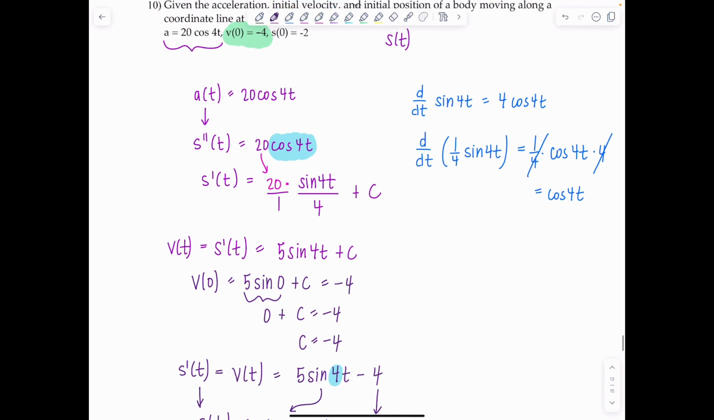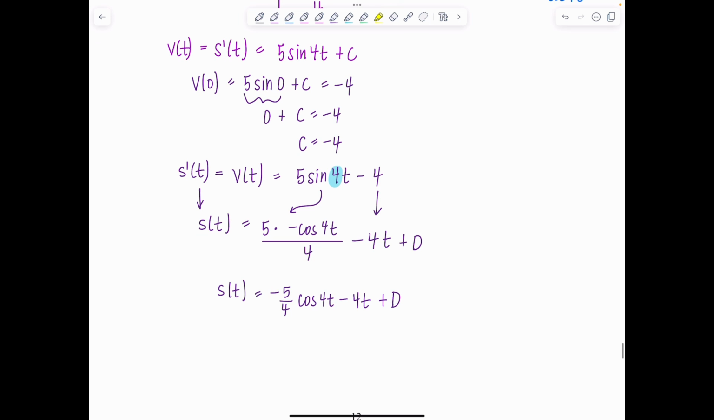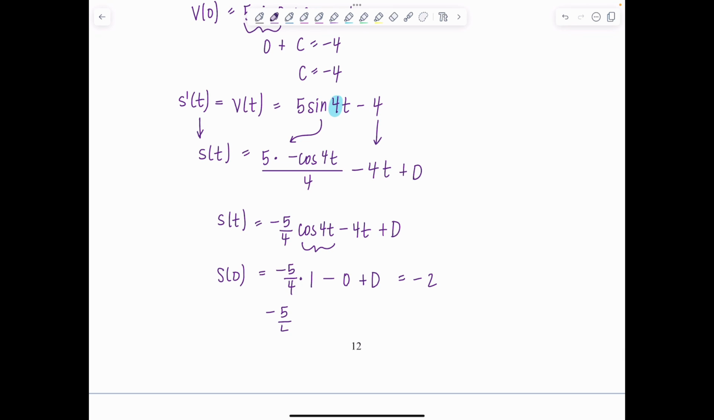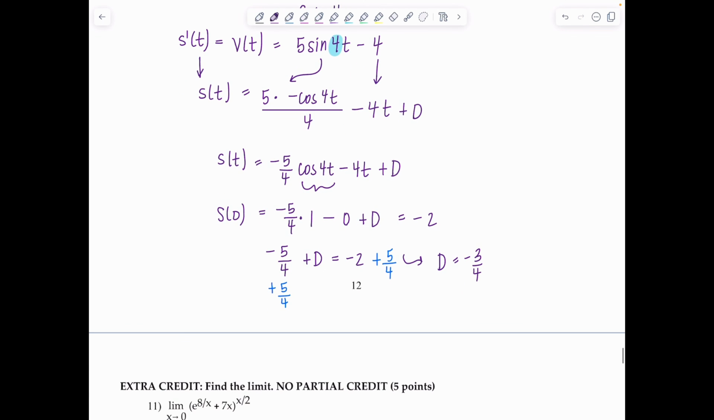Now I can find d because didn't they tell me? Yes, right here. S of 0 is -2. So let's go ahead. S of 0, that would be -5/4 times cosine of 0, which is 1, minus 4 times 0, which is 0, plus d, that equals -2. So -5/4 plus d is -2. Let me add 5/4. -2, that's -8/4. Plus 5/4 would be -3/4. So d is -3/4. All right, so now we can put it all together. I can write S of t is -5/4 cosine 4t minus 4t minus 3/4. Boom.